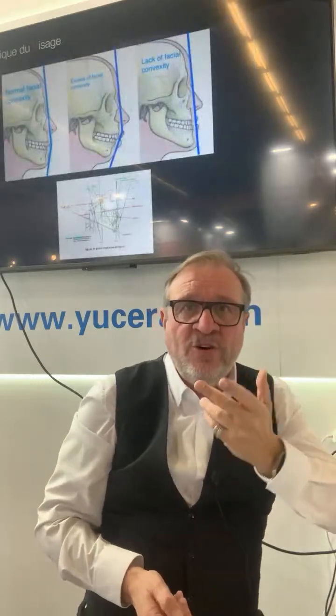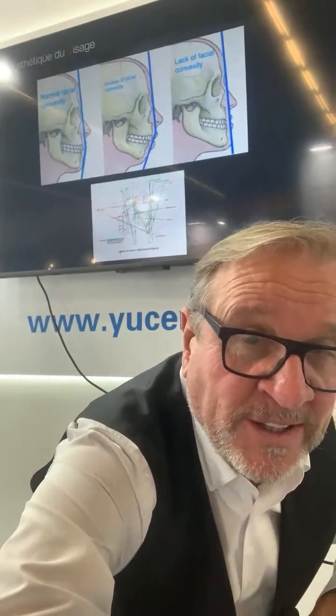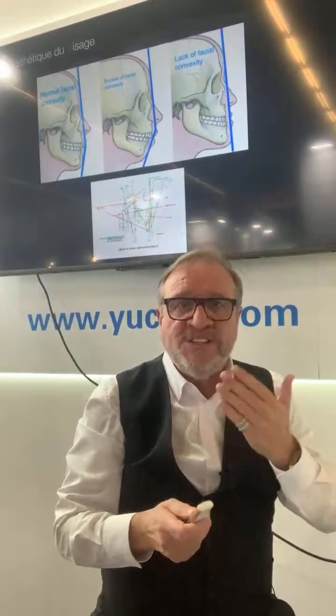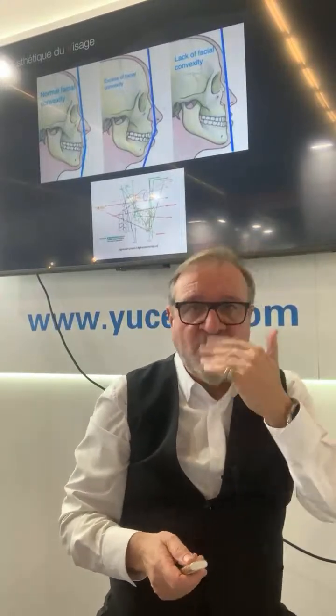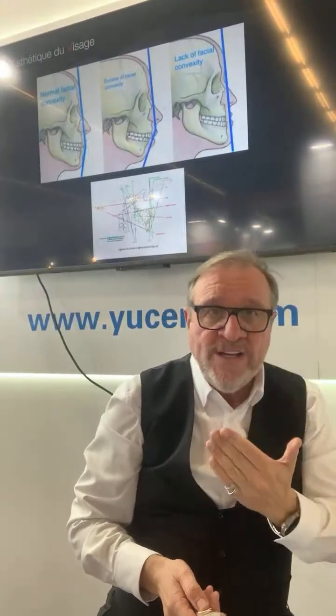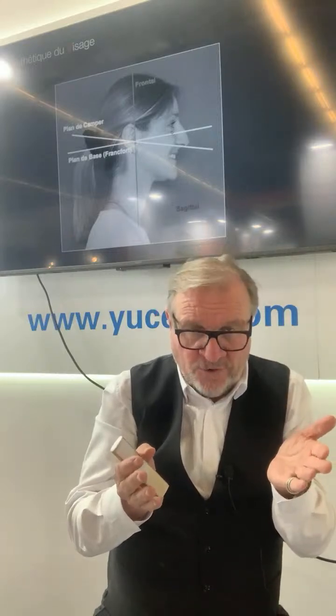In fact, you have different kinds of people. I just move a little bit here like that. You can have different kinds of people with this recurve line, with its convexity, or straight, or concave. We have to be careful also about the camper plane and the Frankfort plane. And when you take a picture, you have to keep in mind whether I am on the camper plane like that or the Frankfort plane.